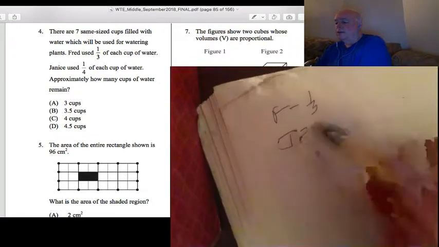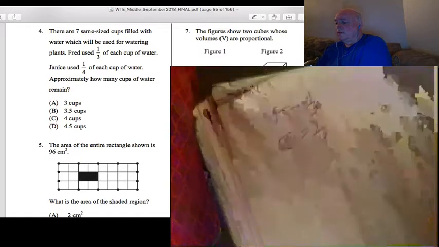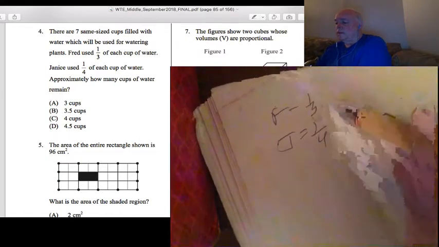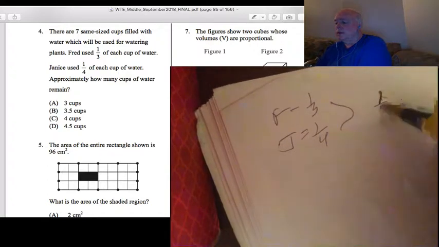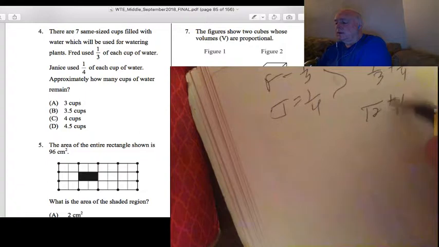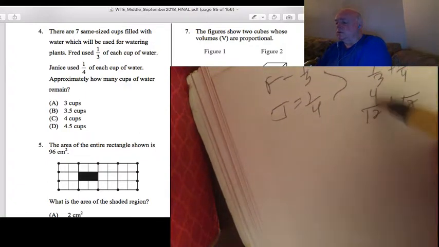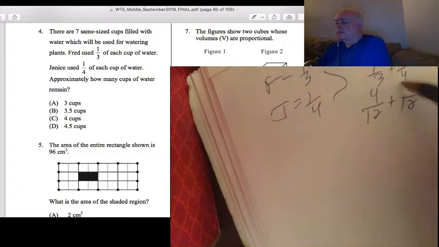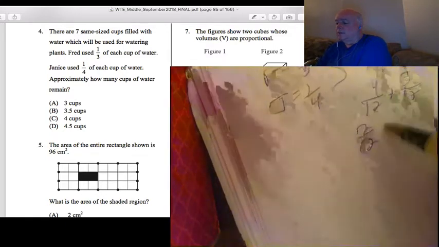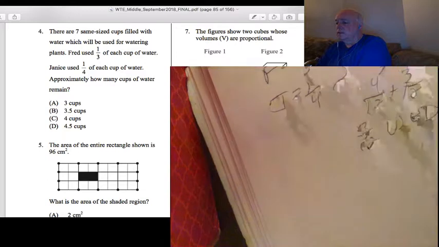So if we add that together, 1/3 plus 1/4, you're going to have to do it in twelfths, right? So you get 4 twelfths plus 3 twelfths, and you get 7 twelfths. That's how much they used. So what remains is 5 twelfths.